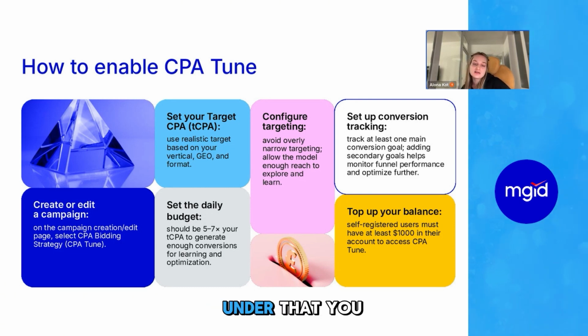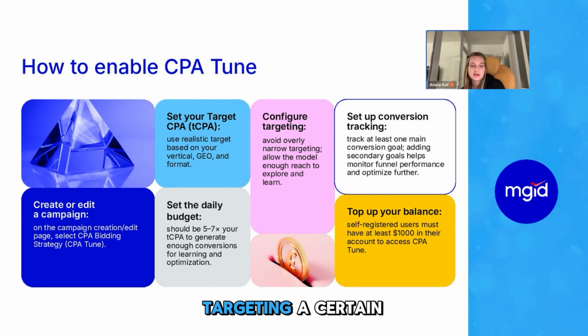Also, under that, you would have to set a daily budget. We suggest setting 5 to 7 times your target CPA to generate enough conversions for learning and optimization. What does it mean and why that number? The budget itself isn't connected to predictions, isn't connected to the algo, so it doesn't interrupt or interfere with the CPA Tune. However, it's just basic math, right?